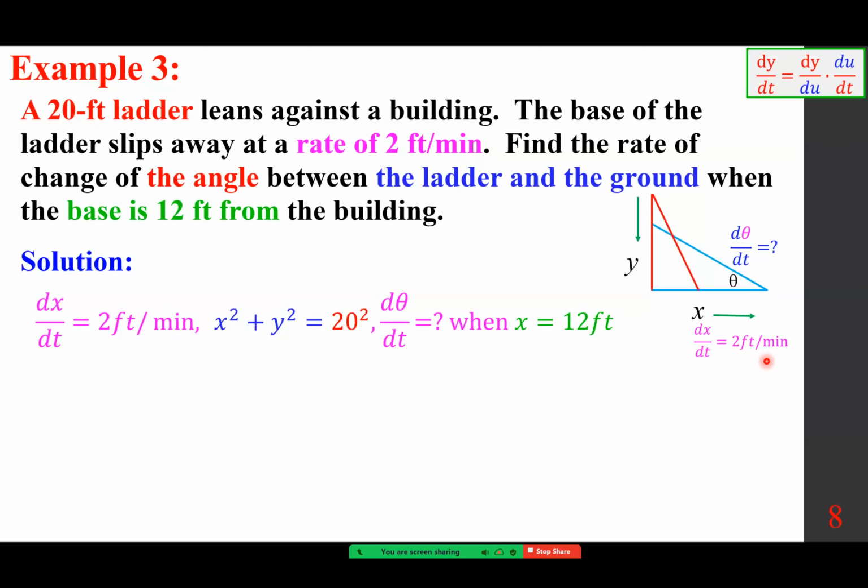Okay. And so with that being the case, I'm going to remind you of the concept of sine and cosine. Sine of this angle is the opposite over the hypotenuse, okay? And cosine is the adjacent over the hypotenuse, okay? Of course, this means y over 20, and this means x over 20.